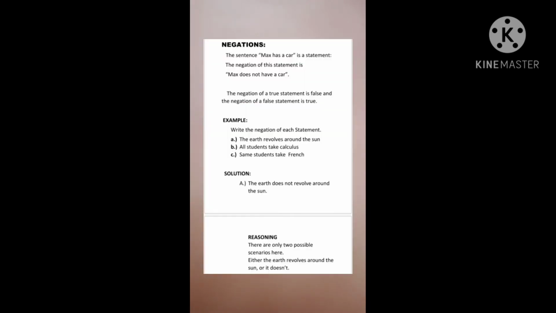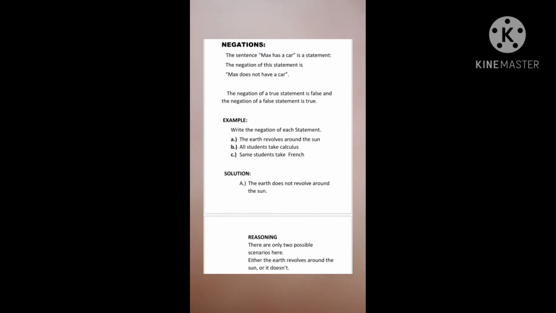So, examples of negations. The sentence, Max has a car, is a statement. The negation of the statement is, Max does not have a car. The negation of a true statement is false. The negation of a false statement is true.